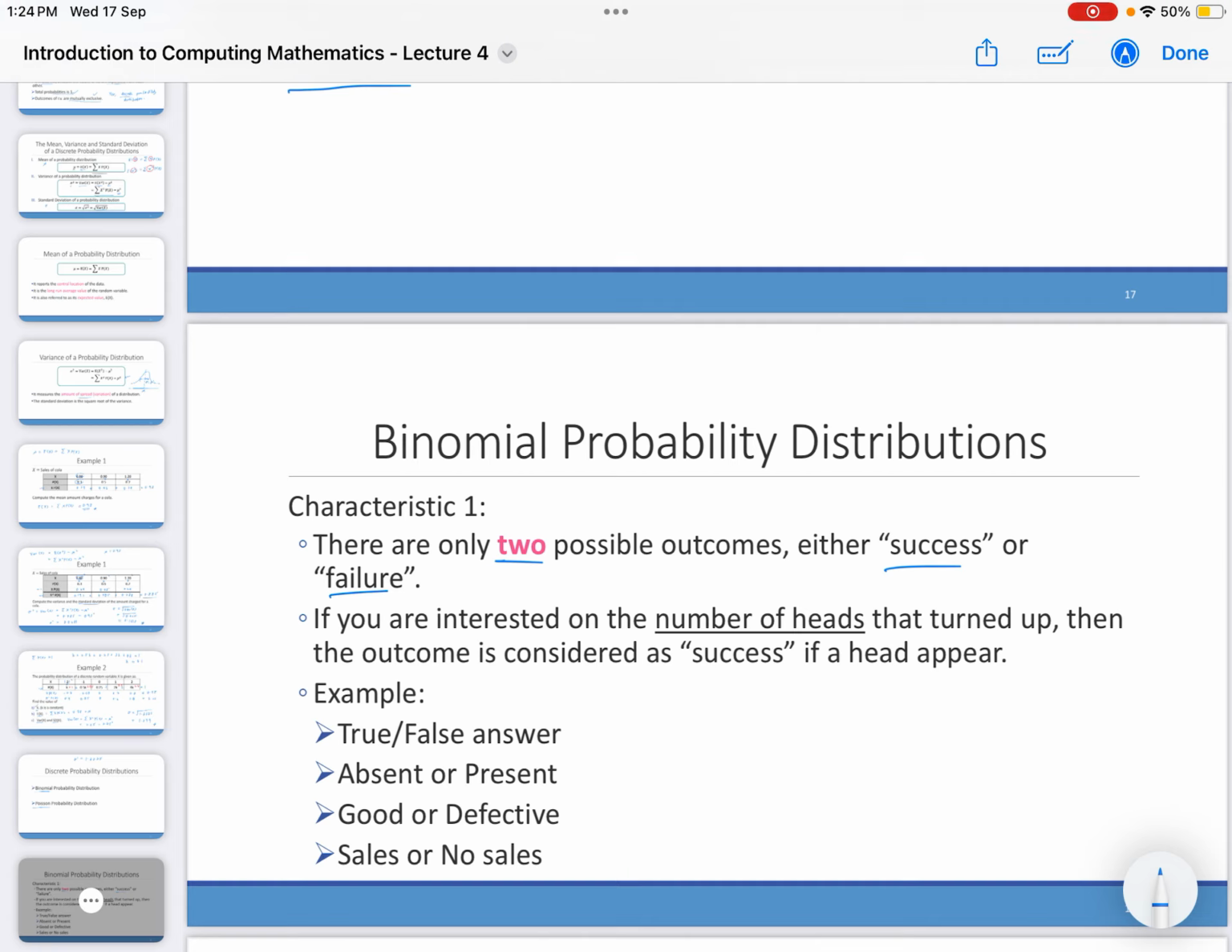Remember, when you see any experiment that contains only two possible outcomes, that can be a binomial probability distribution. For example, if you're interested in the number of heads that turn up, then the outcome is considered a success if a head appears, or a failure if we get a tail. Another example is true or false answers, absent or present, good or defective, sales or no sales. So either success or failure. Only two possible outcomes. So that is characteristic number one.